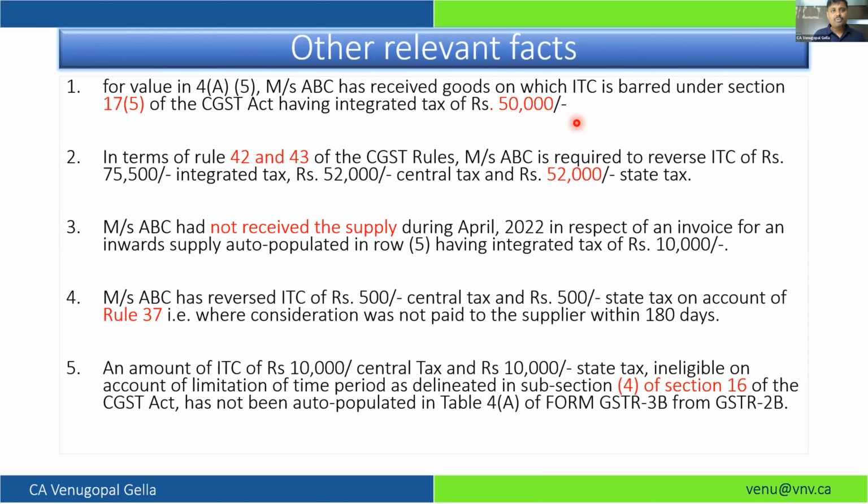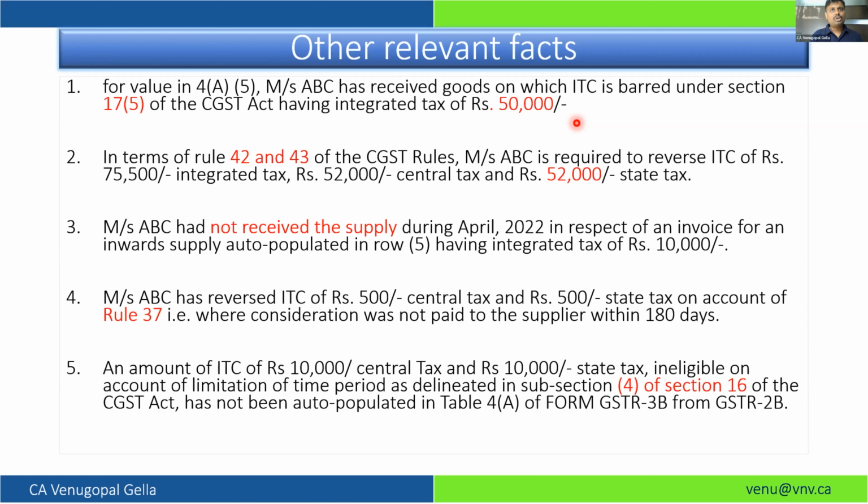Earlier we were reporting under 4D. Now it will continue to be under 4A5. You will report this under 4B1, permanent reversal. So this 50,000 will be a permanent reversal now, which was earlier not there. Now you will be reversing this as a permanent reversal.